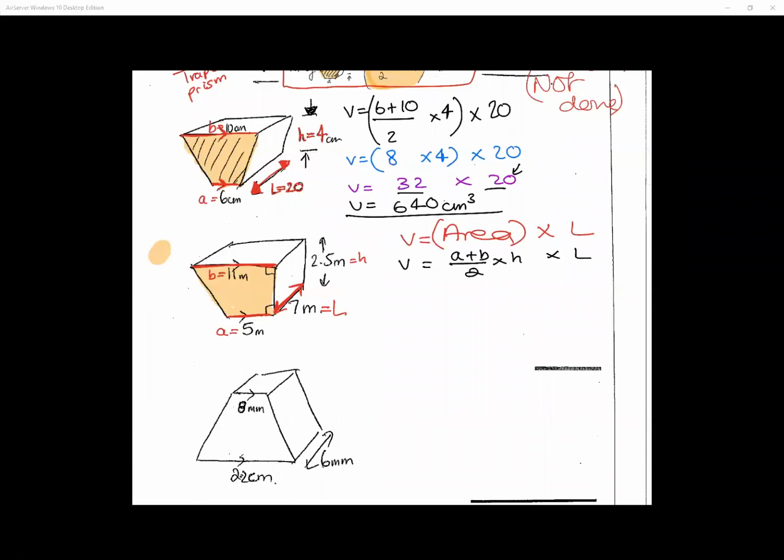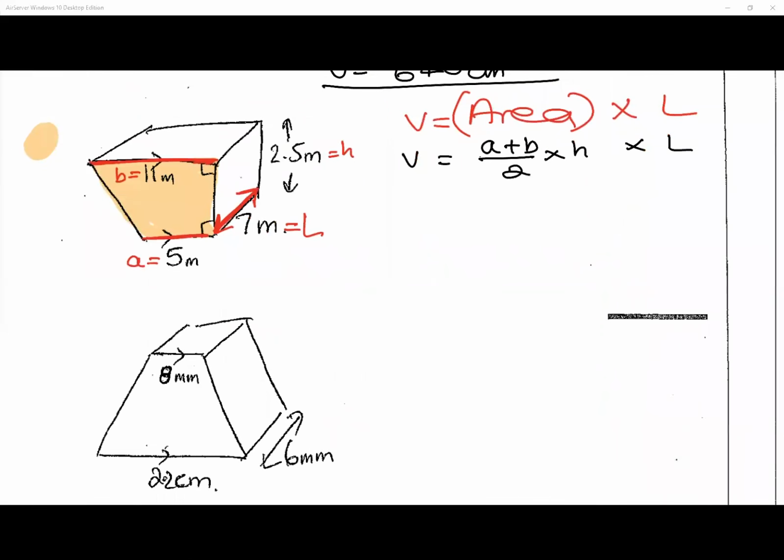So Suli, can we go through this question now? What is the A for this trapezium? The A the front? Is 11. The A is 5. So look at the labeling. Oh yeah, 5. What's the B value? 11. You divide it by 2. And what's the height of the trapezium? The height is 2.5. And what is the length of this prism? 7. Okay, lovely. What's 5 add 11? 16. 16 divided by 2 is?